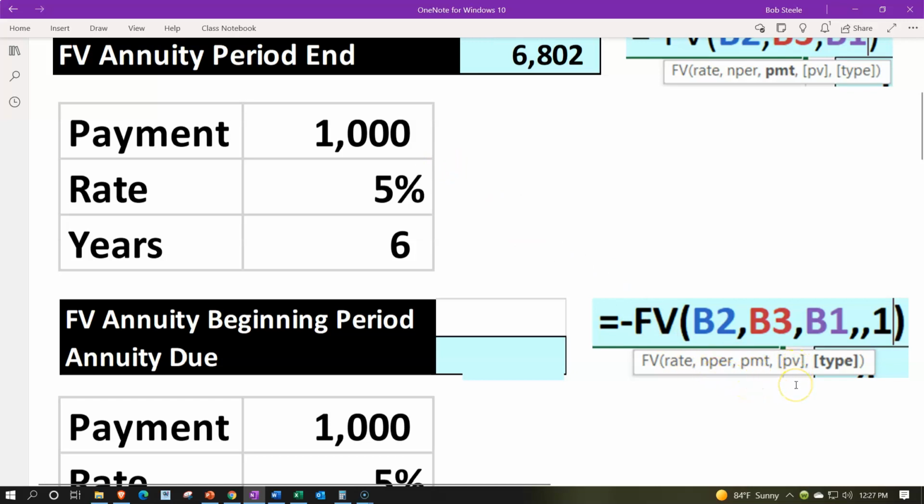We don't have any present value, because the present value is typically what's going to be used when it's not an annuity, and a future value of 1. So therefore, we're going to put 2 commas there in order to get to the type field.